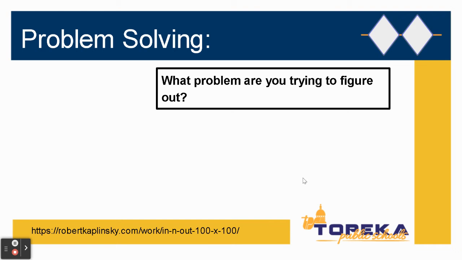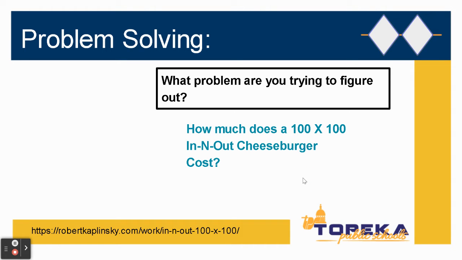And so you'll notice at the top of the problem-solving framework that the very first question is, what problem are you trying to figure out? And so this is very important for the students to take a moment and write down, well, what is the problem? Well, our problem is, how much does a 100 by 100 In-N-Out cheeseburger cost? Okay, so the kids are going to write this down on their framework. But what's missing from this?